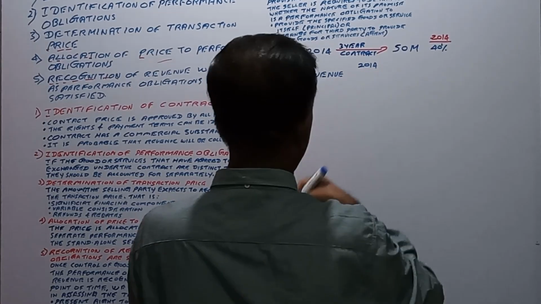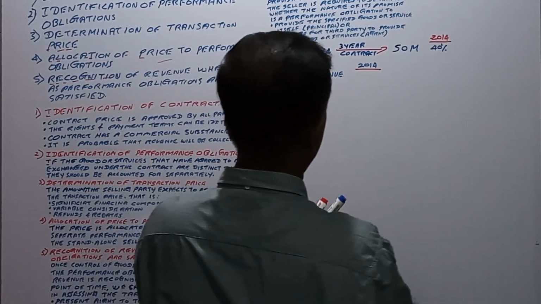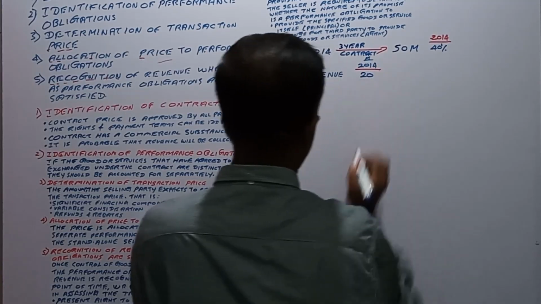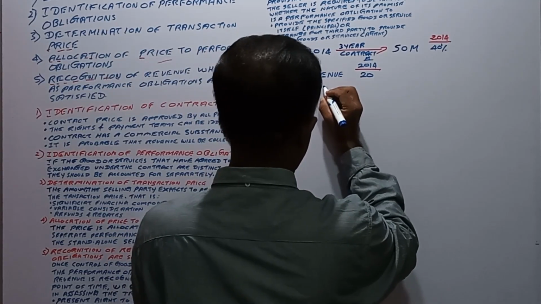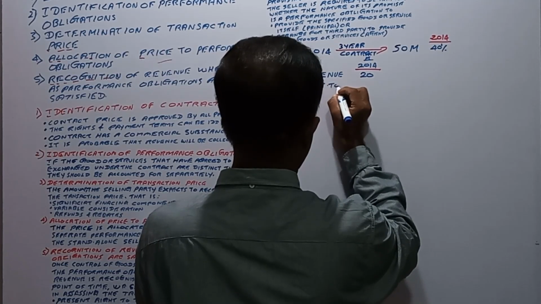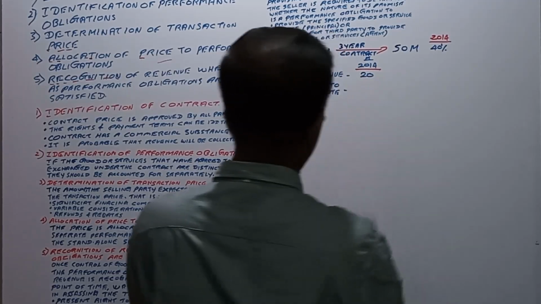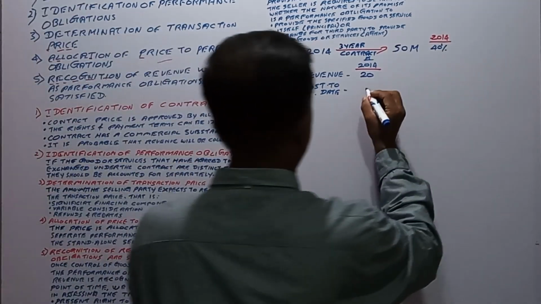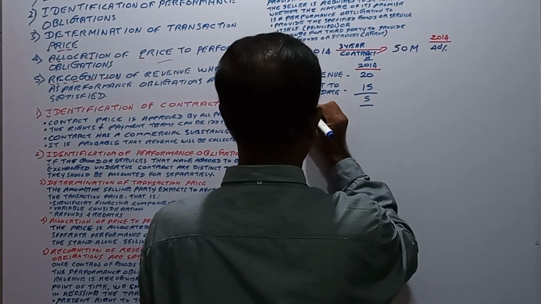2014, right? Revenue is 40% of 50, which is 20 million. Cost to date is 15 million. Then 5 million is the profit.